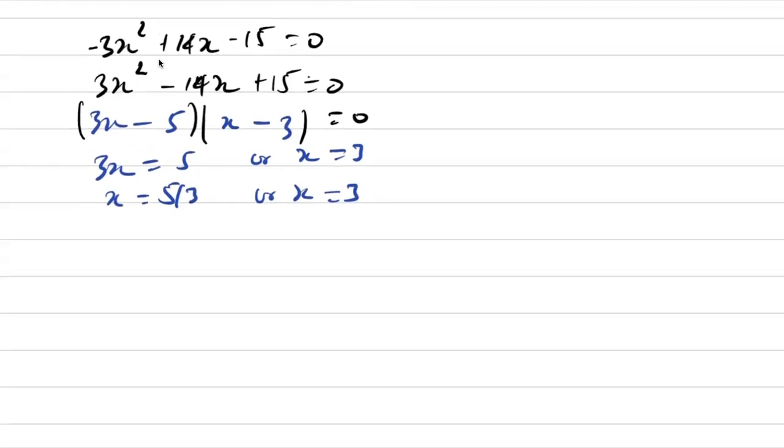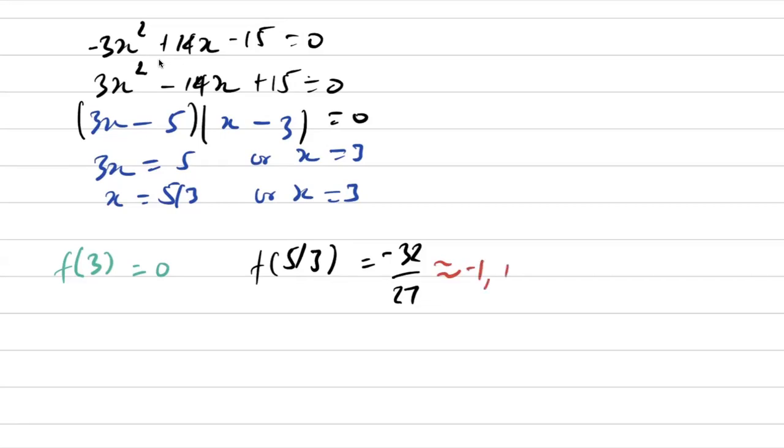So I'm going to look for f of 3. You said you got a 0. Okay, I trust you there. F of 5 over 3. What did you get for f of 5 over 3? I got negative 32 over 27. Negative 32 over 27, which is equivalent to what? Negative 1.19.